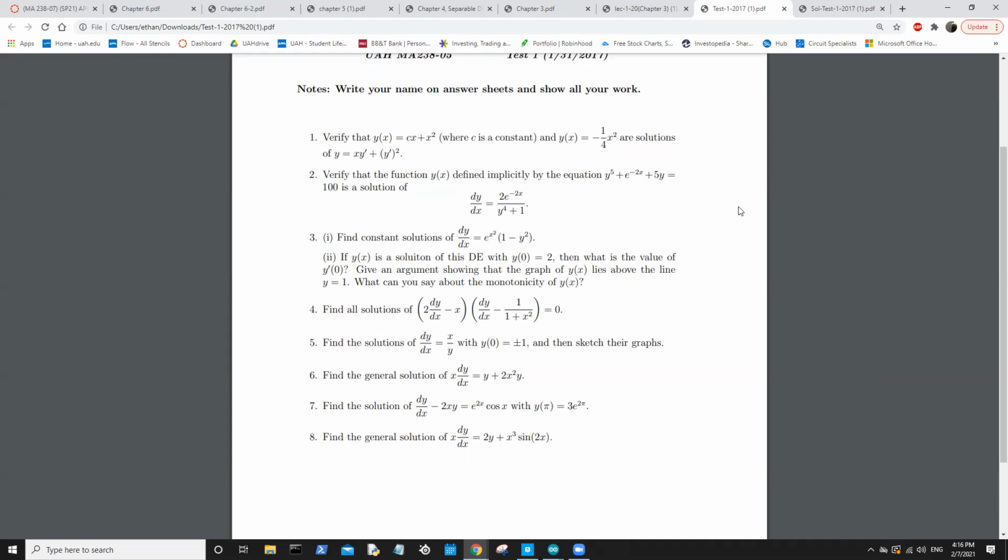And then part 2, we're gonna have to do a little bit more. Part 2, if y of x is a solution to this DE with y of 0 is equal to 2, then what is the value of y prime of 0? Give an argument showing that the graph of y of x lies above the line y equal to 1. What can you say about the monotonicity? Anyone can pronounce that better than me? Monotonicity? Yes, there you go. We'll take that one. Monotonicity of y of x.